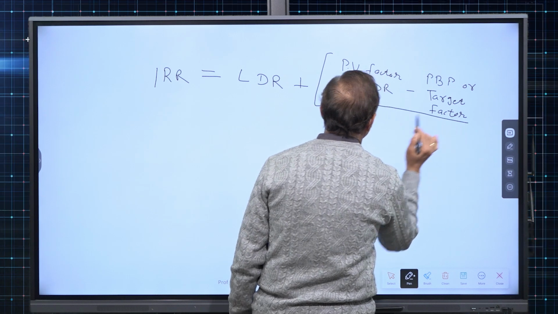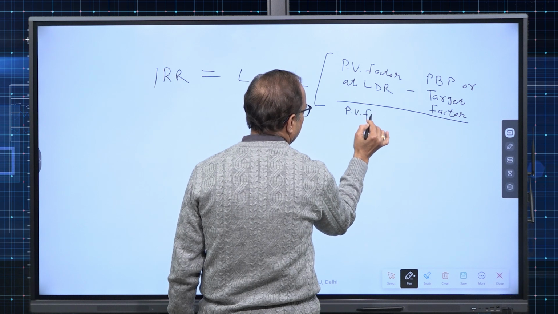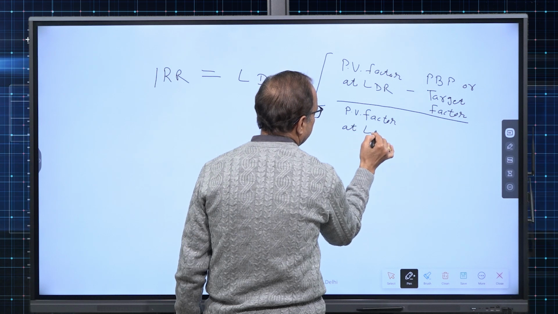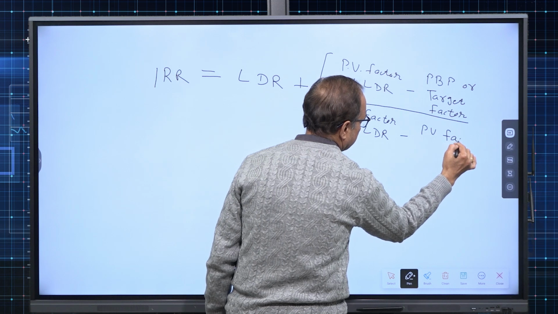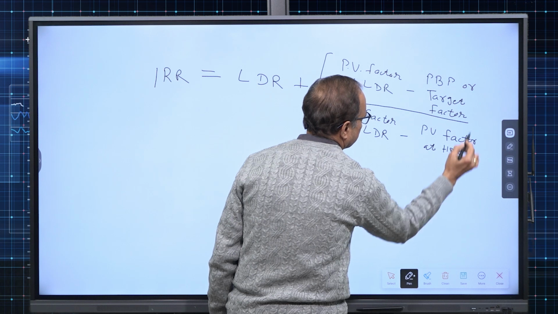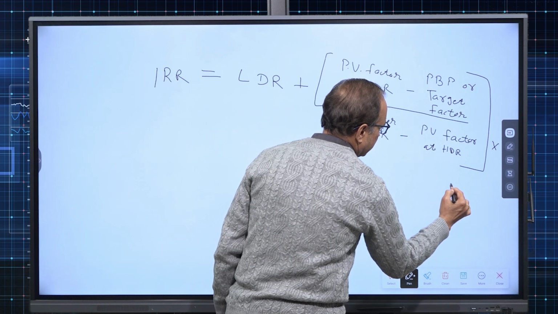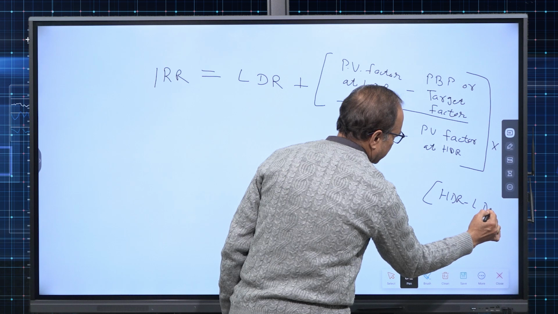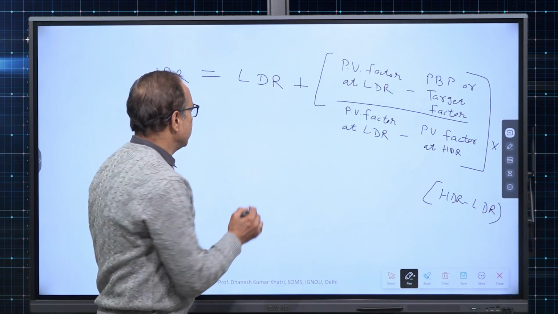This whole thing is divided by PV factor at LDR minus PV factor at HDR, and then this is multiplied with the difference between HDR and LDR. HDR and LDR.